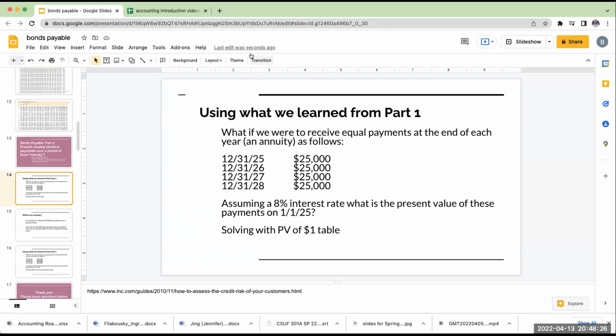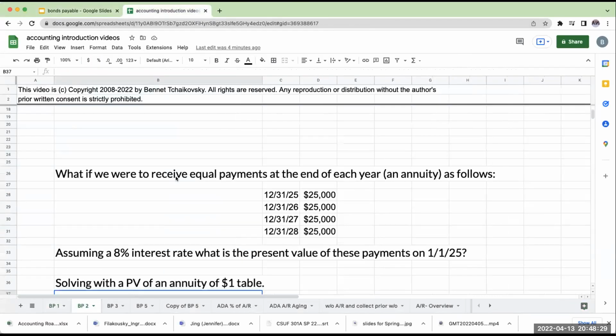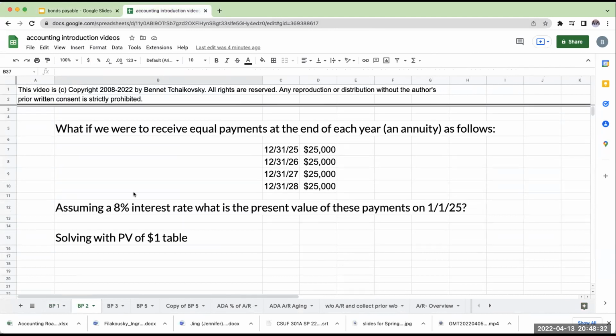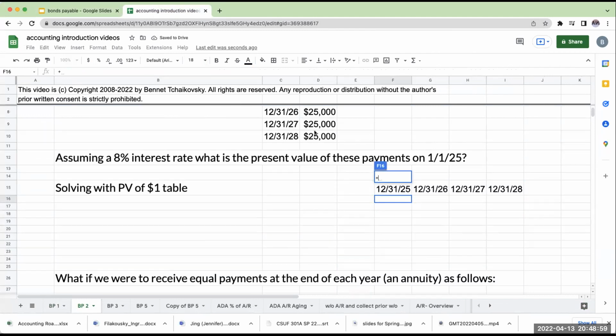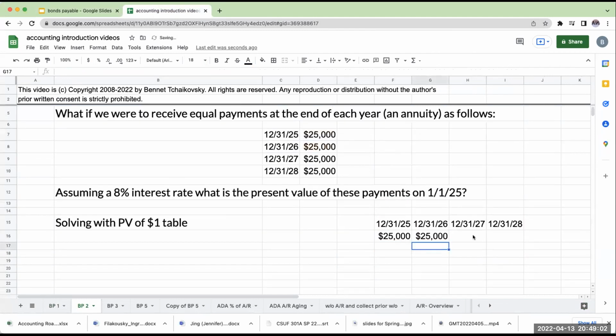Let's go ahead and take a look. Okay, so right over here, I've got a payment here on 12/31/25. For every single one of these payments, I know that I'm going to be getting $25,000. And I'm sitting here on 1/1/25, and I need to figure out what this is worth today.